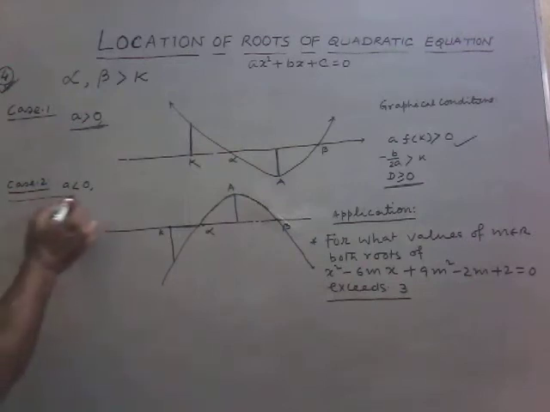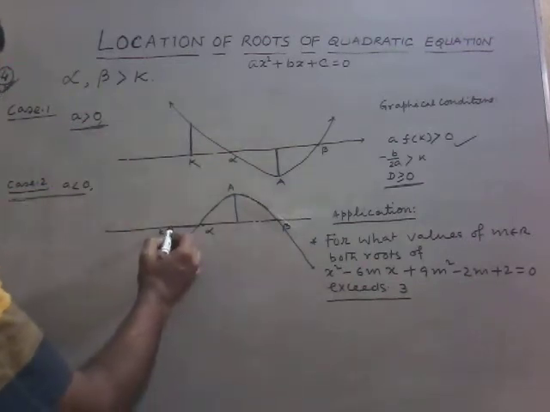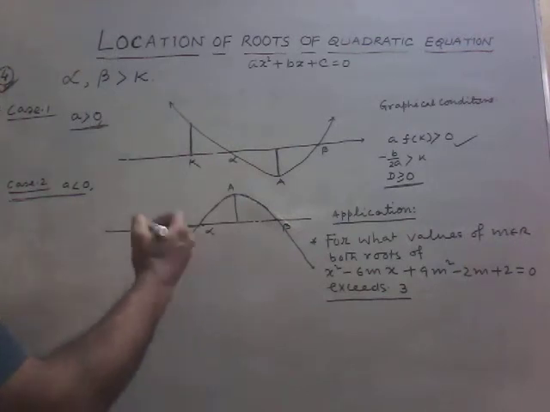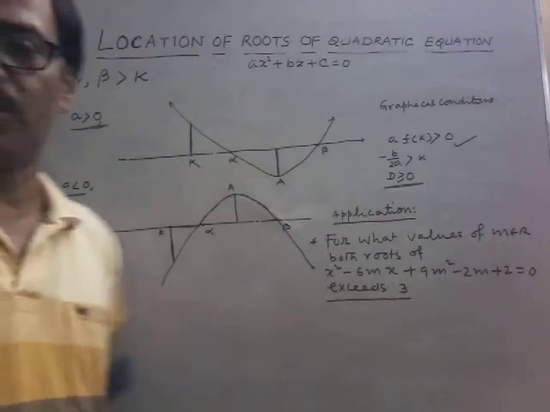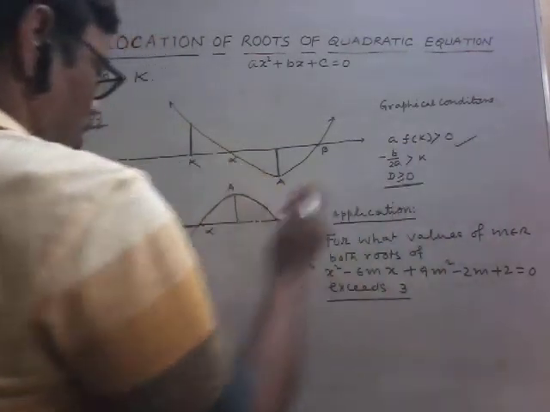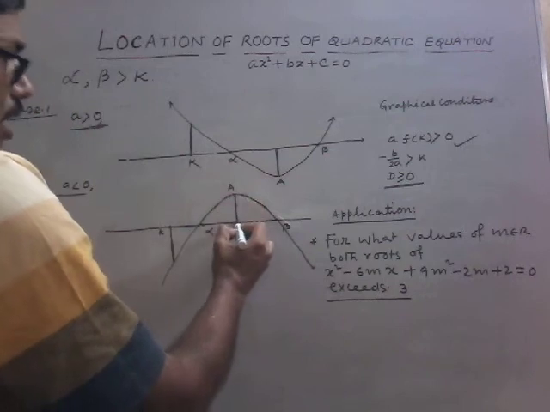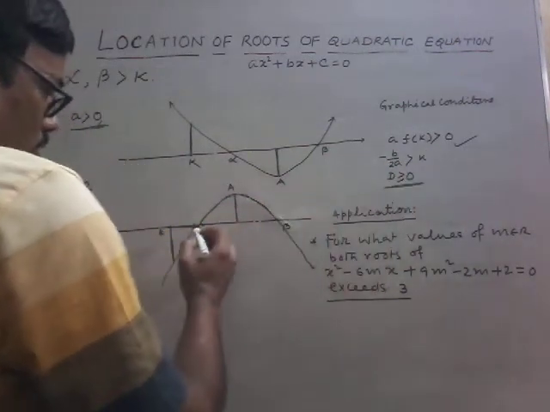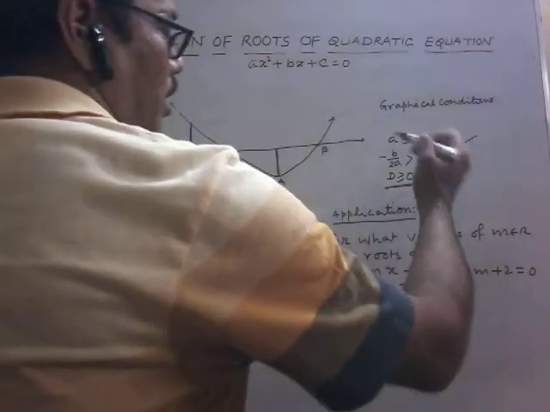For case 2, you get the same condition. So a less than 0, this is f(k), which is negative, and a is also negative. So a into f(k) greater than 0. Minus b by 2a greater than k. And two roots, so D greater than 0.